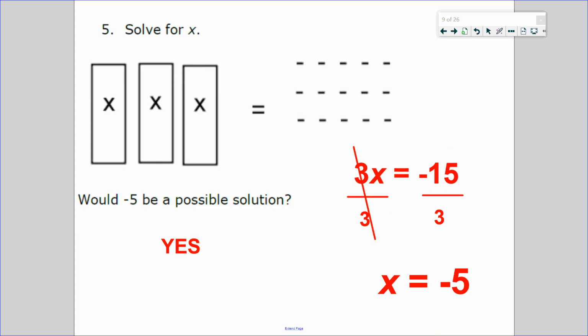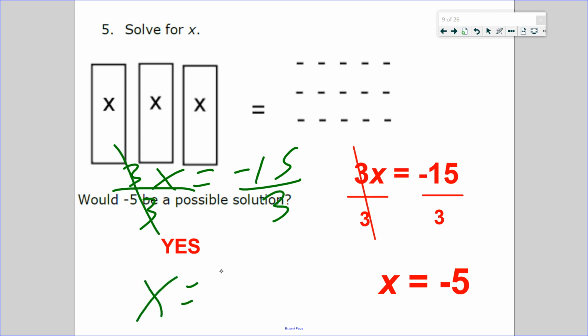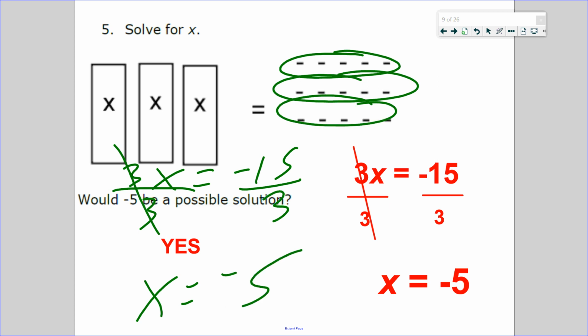Number 5. So you have 3x is equal to -15. Please solve this. Divide by 3, divide by 3, cancel. X equals 15 negatives divided into 3 groups, which is -5. Would -5 be a possible solution? Yes, it is. So to show your work, you could replace x with -5. -5, -5, -5 is -15. This side is -15. It is balanced.